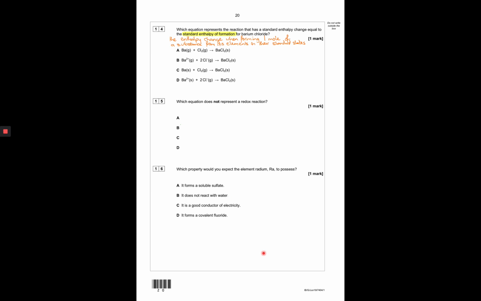The definition of an enthalpy change of formation is the formation of 1 mole of a substance from its elements in their standard states. So you have to decide, well, all of them are forming 1 mole, so there's no problem there. So you then have to decide elements.